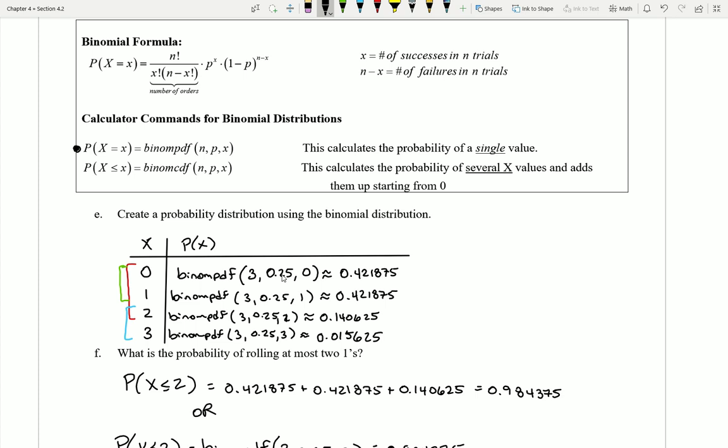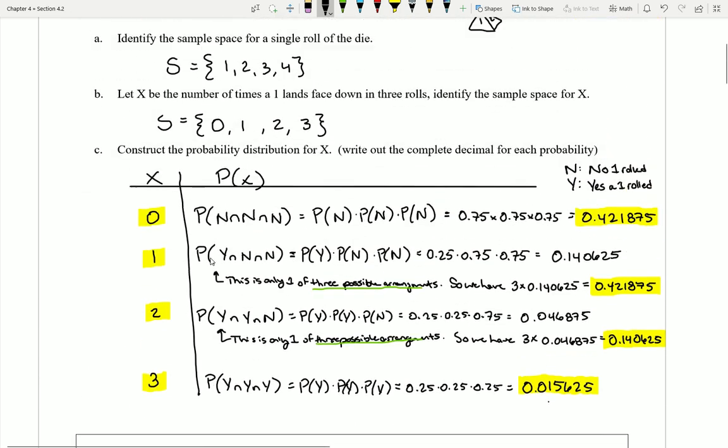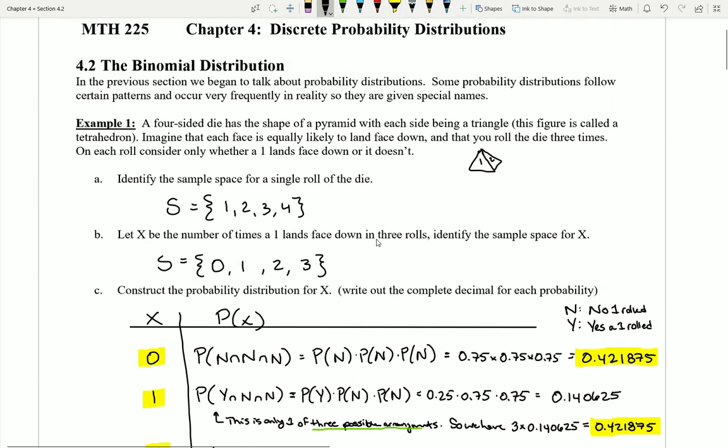So in the last video, we spent a lot of time computing some different probabilities using this new binomial distribution and the calculator commands of binomPDF and binomCDF. However, it's also important for us to note that we actually followed a very clear sequential pattern in our progression in order to help answer these questions.